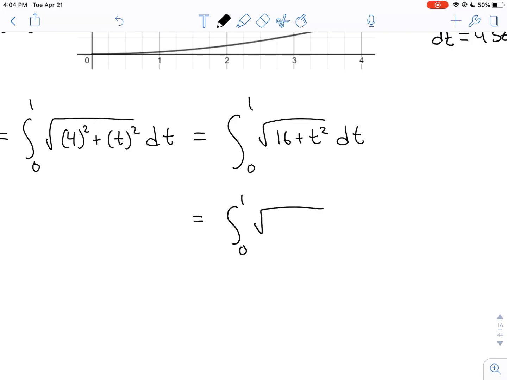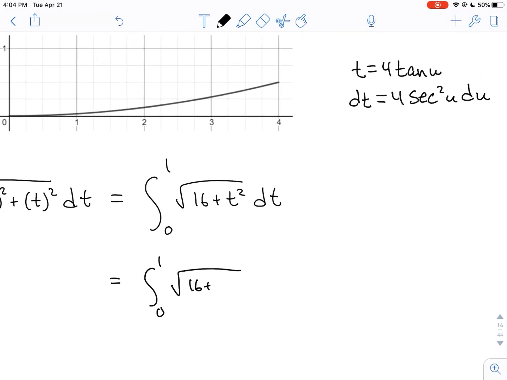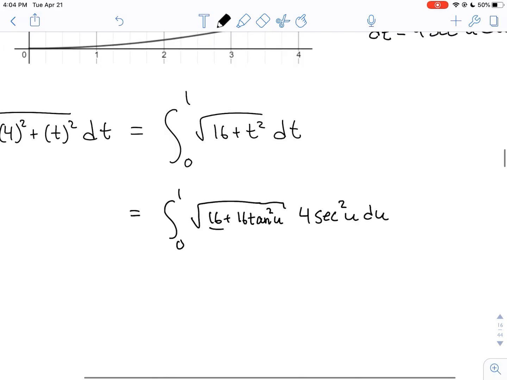The square root of 16 plus, when I change this t to 4 tangent u and then square that, I'll get 16 tangent squared. And then the dt is 4 secant squared of u du. Or I can factor a 16 out and take its square root separately, and that becomes a 4, combining with that 4, making a fresh 16, which I'll pull all the way up. And then what's inside that radical will be 1 plus tangent squared, which is secant squared. Using Pythagorean identity, square root that becomes secant, and then multiply by this secant squared, and we should wind up with this integral.